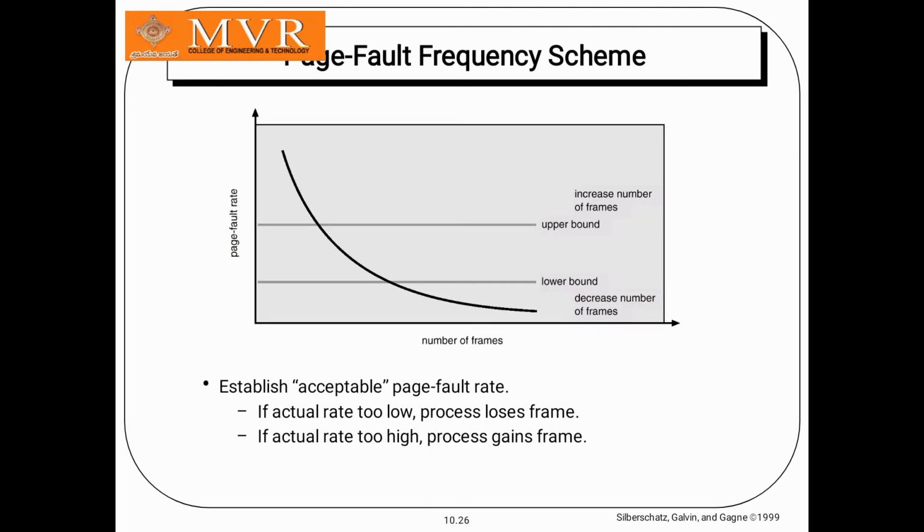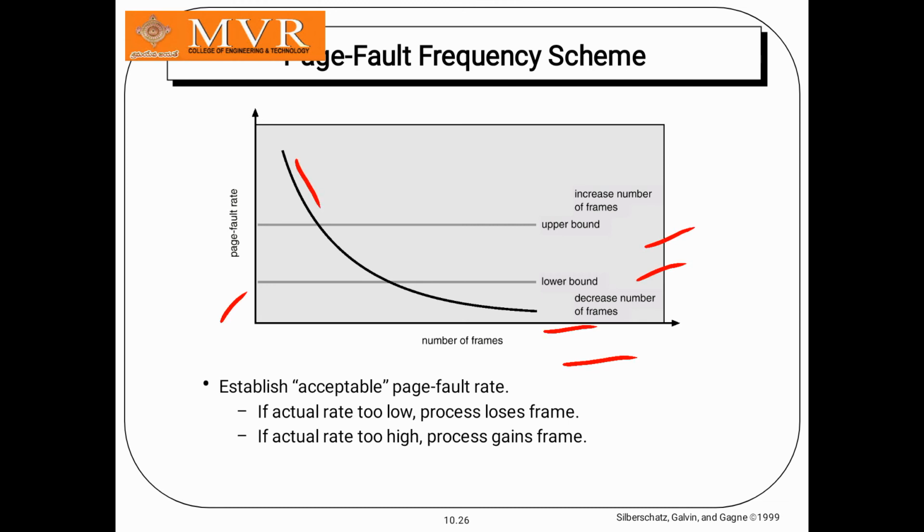This is the page fault frequency scheme. See here the number of frames and page fault rate. The number of frames is bounded by a lower bound and an upper bound using page faults. So an increase in frames means going up, and if it is decreased, it will go down.